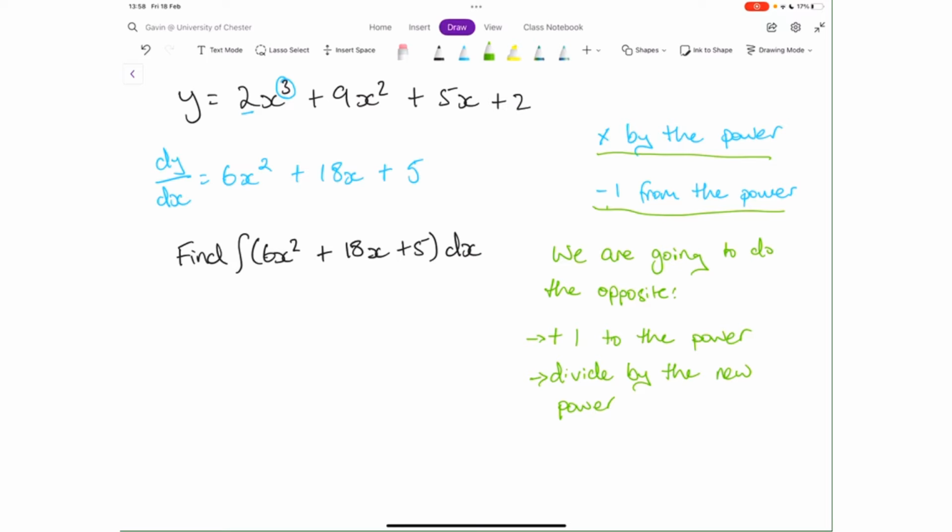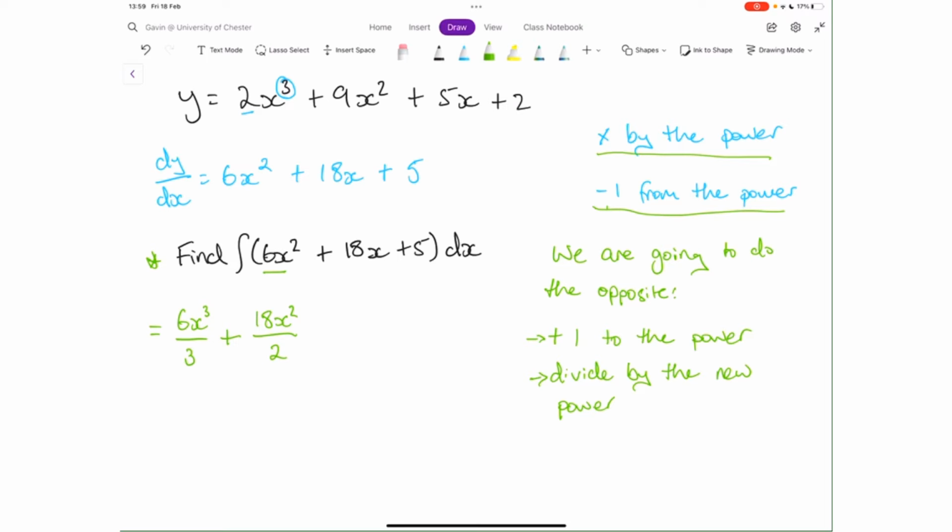So let's try and integrate this expression here. That is equal to, let's deal with this first part initially, 6x squared. I'm going to add 1 to the power to generate 6x cubed, and I'm going to divide by the new power. Then we'll deal with the next part, 18x. That is of course 18x to the 1, so I'm going to add 1 to the power to give me 18x squared, and divide by the new power, divided by 2.